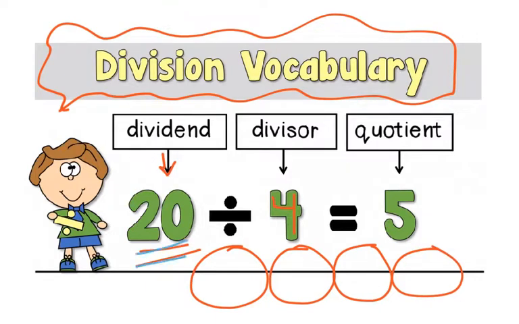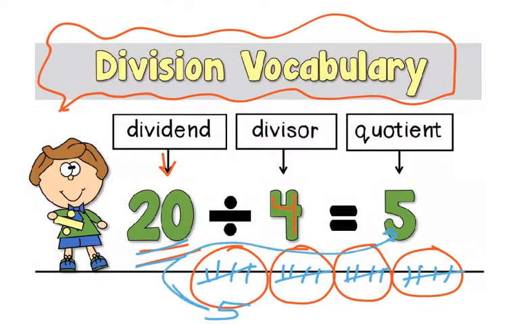So we have 20 items divided into 4 equal groups. Help me count. Count with me. 1, 2, 3, 4, 5, 6, 7, 8, 9, 10, 11, 12, 13, 14, 15, 16, 17, 18, 19, 20. And we can see in each group there's 5. So our quotient is 5 because there's 5 in each group.